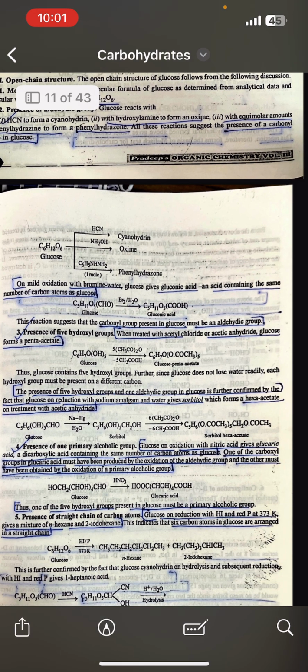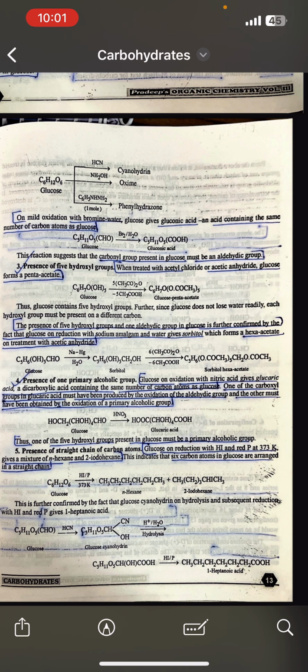Presence of five hydroxyl groups. When treated with acetyl chloride or anhydride, it forms a pentaacetate, which further shows the presence of five hydroxyl groups.